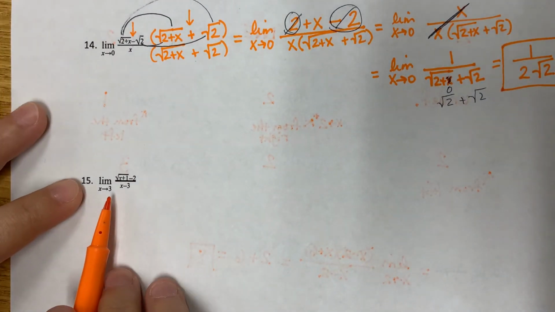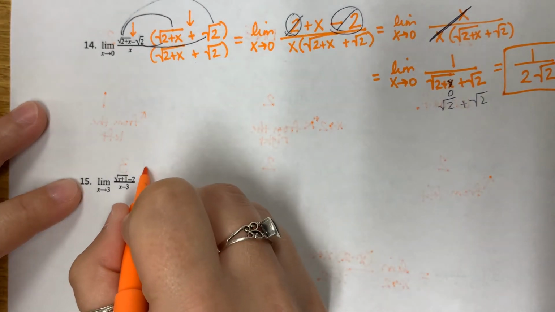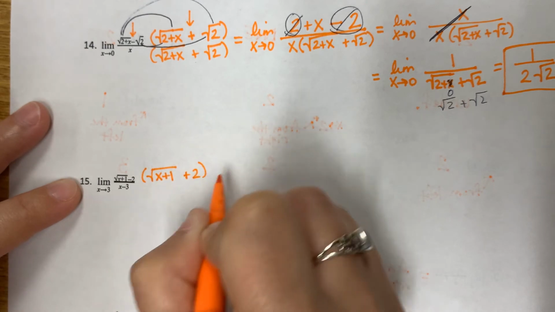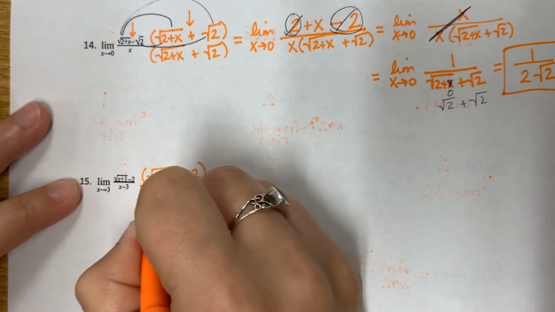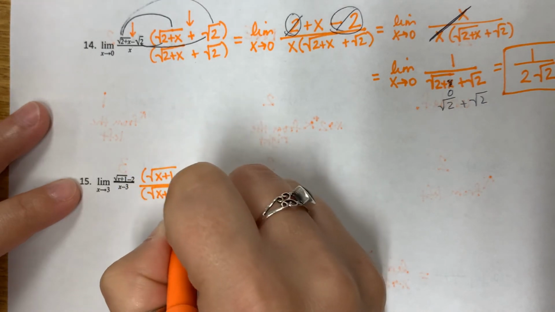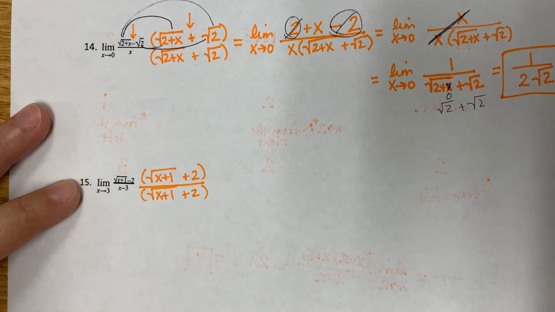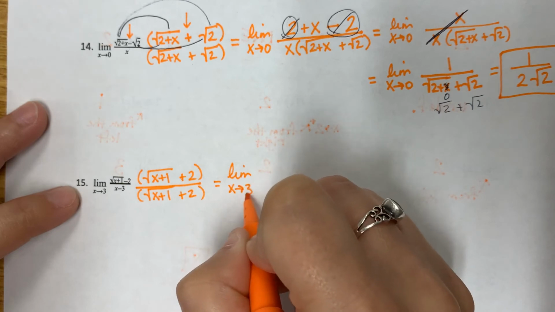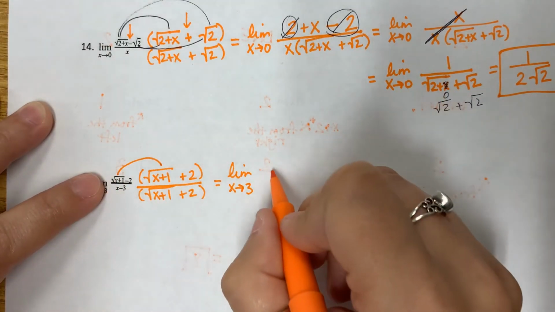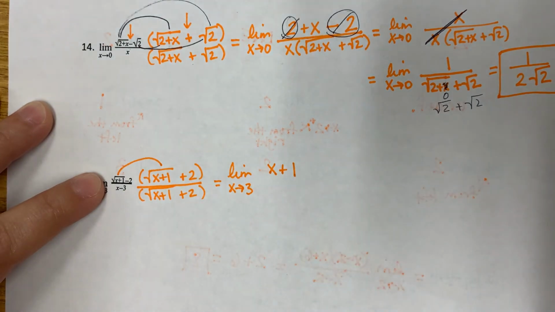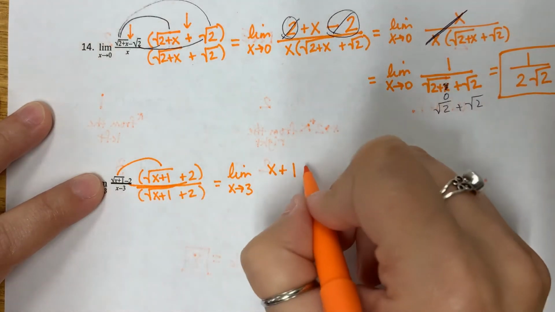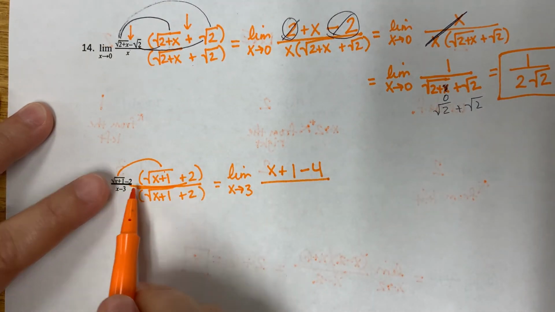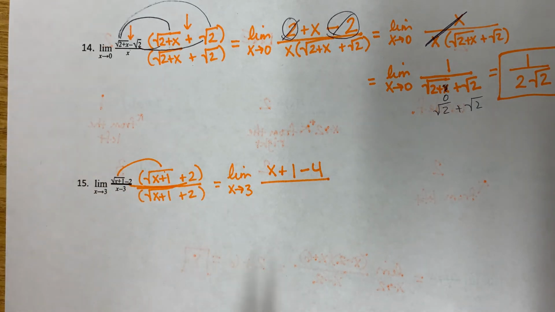All right, the next one, same thing. I'm going to take my top times the square root of x plus 1 plus 2 and the bottom times the square root of x plus 1 plus 2. Okay, so the top, let me write my limit notation. The top is going to be x plus 1. And then my last term is minus 4. So that's the only two I have to worry about, my first two times each other and my last two times each other, because the middle two will cancel out.